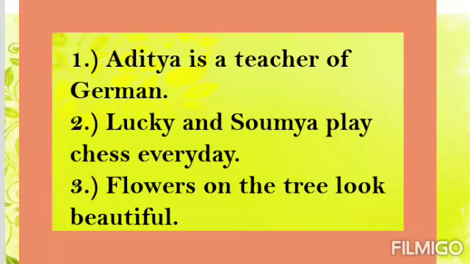Aditya is a teacher of German. Lucky and Soumya play chess every day. Flowers on the tree look beautiful. We'll see the first sentence. It is talking about Aditya. So, Aditya is the subject in the first sentence. The second sentence is talking about Lucky and Soumya who play chess every day. So, Lucky and Soumya is the subject in the second sentence. The third sentence is talking about the flowers on the tree. So, flowers on the tree is the subject in the third sentence.